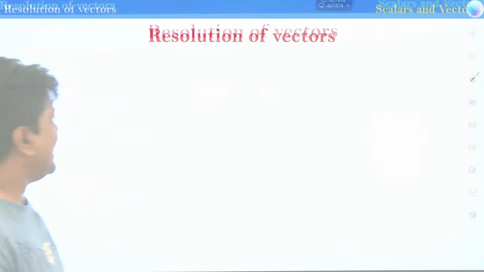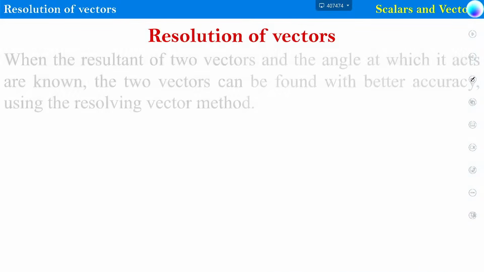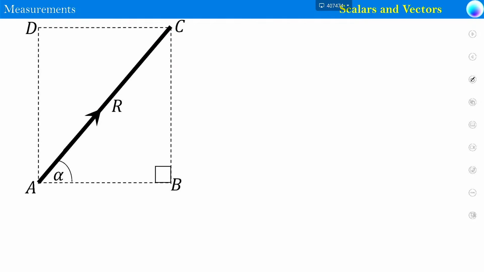I like to teach this in a different format. I take an example, this resultant R. Now I want you to answer my question in the chat. How many vectors are displayed here?